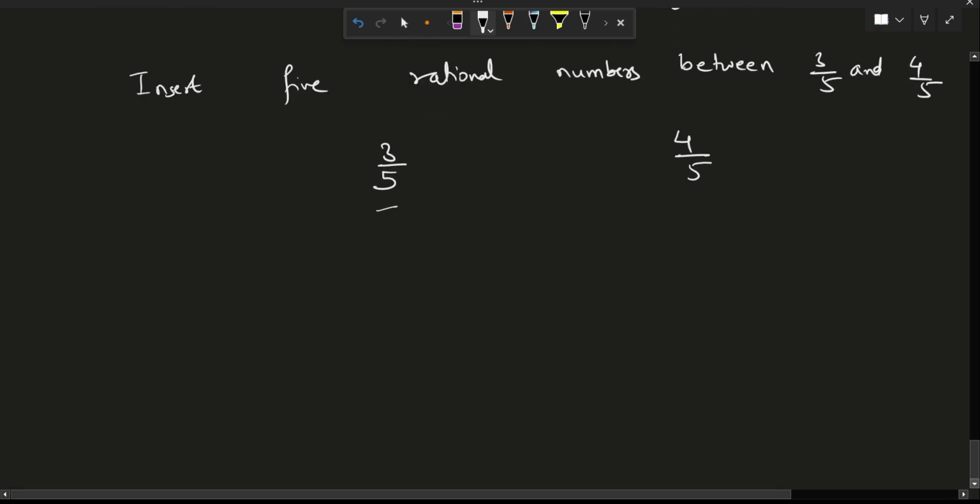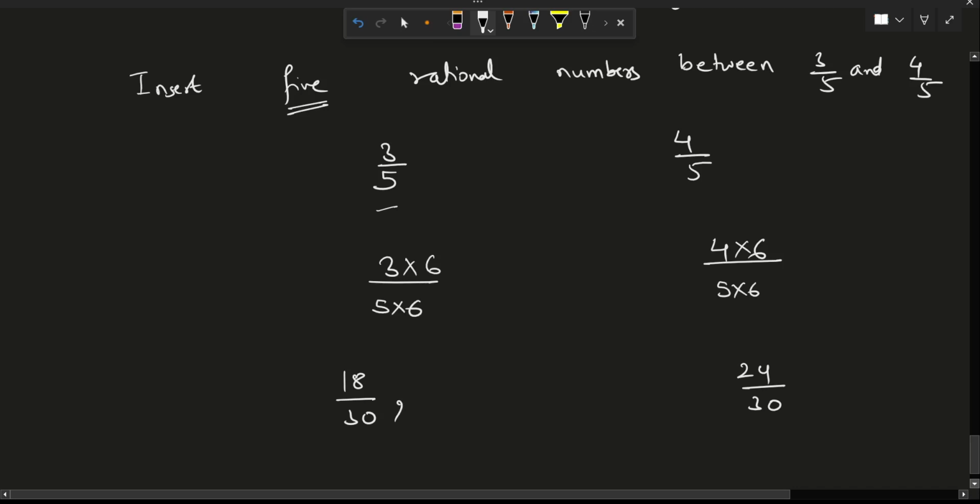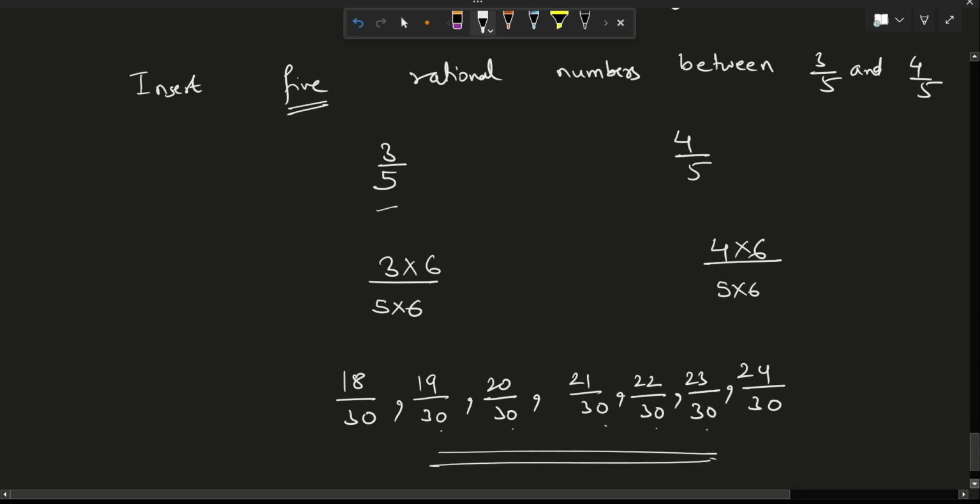The easier way is to make them like fractions. They're already like fractions. Now you have to find five rational numbers, so take one number which is bigger than 5, that is 6. Multiply both the numerator and denominator by 6. So you will get 18 by 30, and here you get 24 by 30. In between you have 19 by 30, 20 by 30, 21 by 30, 22 by 30, and 23 by 30. You have 1, 2, 3, 4, 5 rational numbers between them.